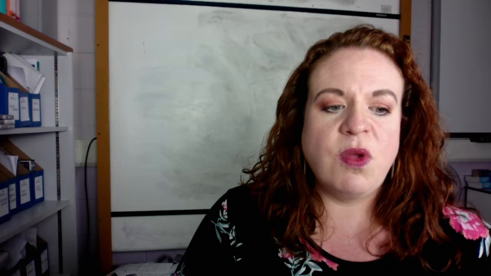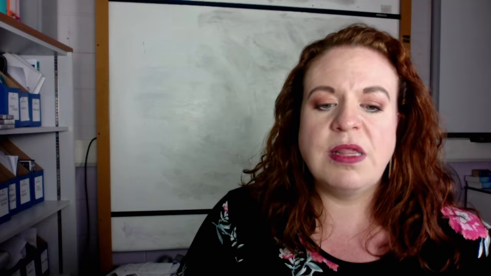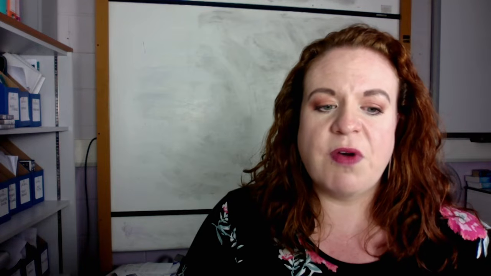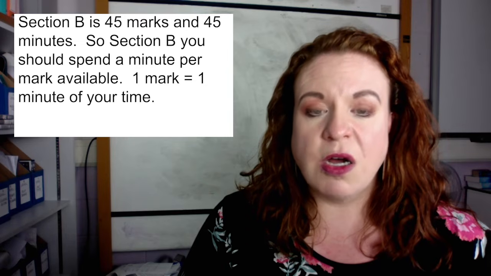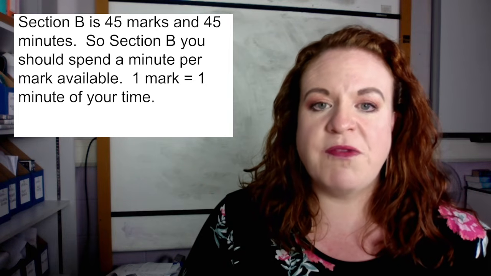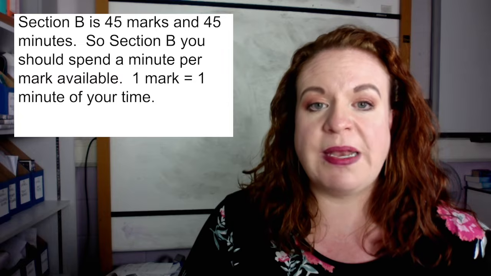The important thing, if you are worried about timing, is that on the front cover, it does give you some advice about how long to spend on the two sections. So it tells you that ideally you should be spending an hour and a half on section A and 45 minutes on section B. Section B is always going to be 45 marks. So 45 marks, 45 minutes means that section B, you should be spending a minute per mark on those questions.